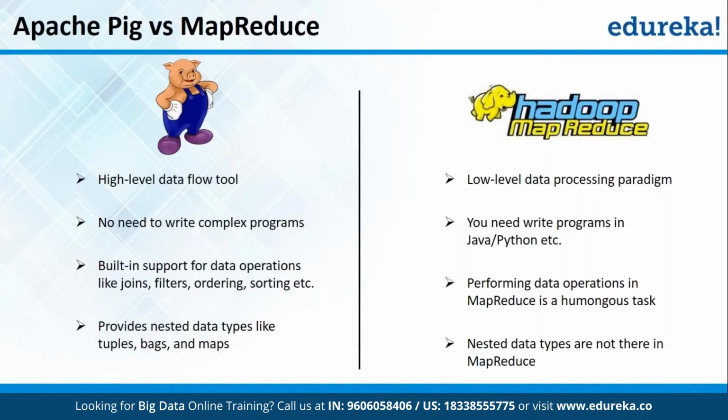The next point in Pig is you have built-in support for data operations or database operations like joins, filters, ordering, etc. Whereas in Hadoop MapReduce, if you have to perform these operations, you will have to write the logic on your own from the very scratch, and hence it is a very humongous task. Apache Pig also gives you high-level data models, that is tuples, bags, maps. However, in Hadoop MapReduce, only the primitive data types are available, like IntWritable or LongWritable and so on. There are no high-level data types or nested data types available.